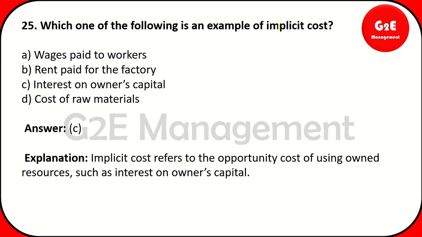Implicit cost, in a sense, the word to look at is owner. How we look for the clue in each and everything, right? In the same way, implicit means that it is owner related. So interest on owner's capital will be the answer.